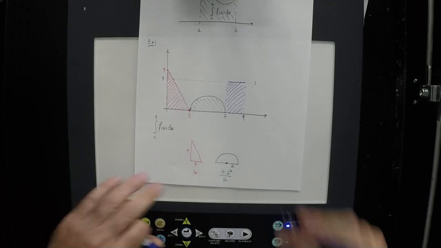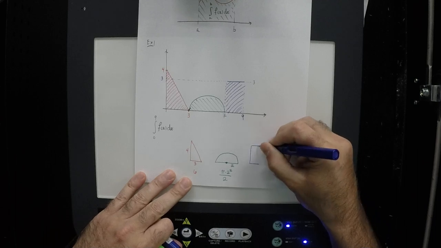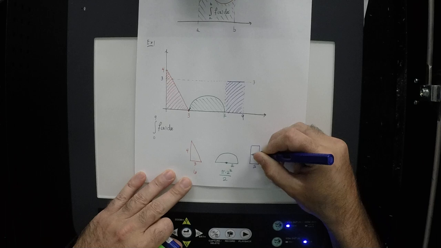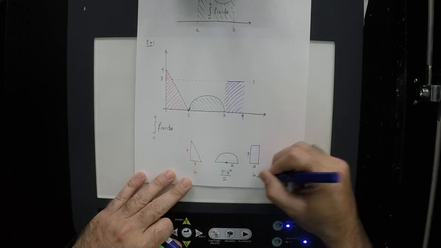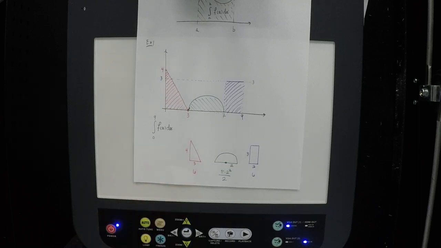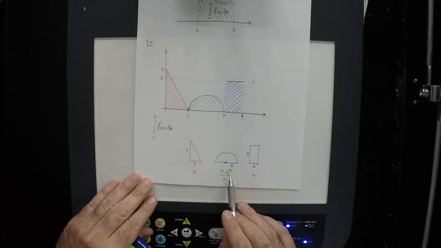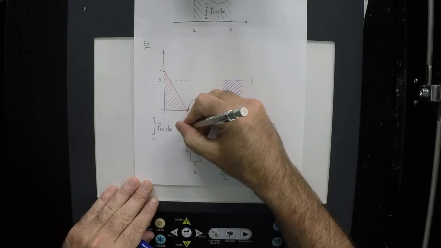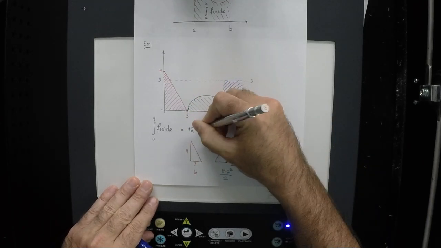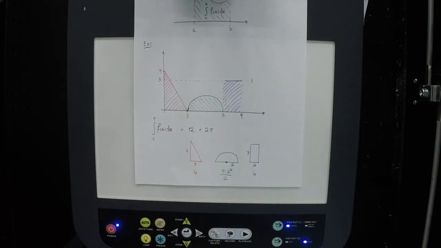And then the rectangle has base 2 and height 3, so 6. So the area is the sum of these. So that's pi times 4 over 2, so 2 pi. So this is 12 plus 2 pi. Any question about this example?